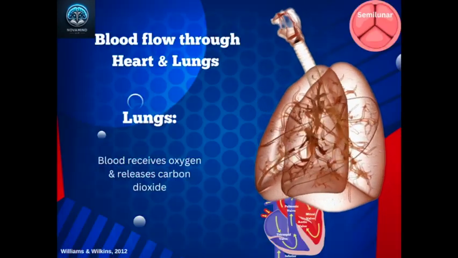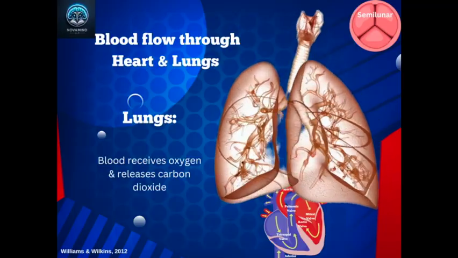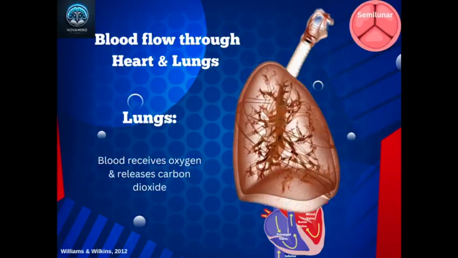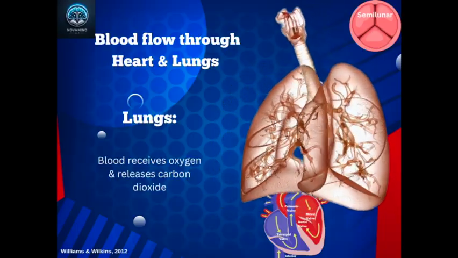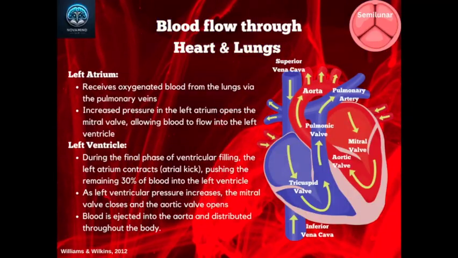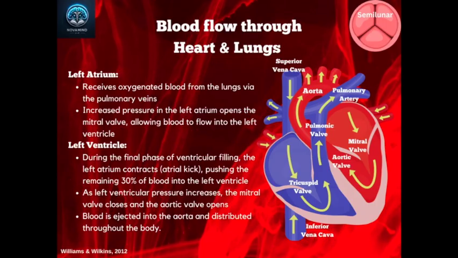In the lungs, a critical exchange takes place. Blood releases carbon dioxide, a waste product of cellular metabolism, and picks up oxygen, preparing it to circulate throughout the body. The oxygenated blood then returns to the heart, entering the left atrium via pulmonary veins.